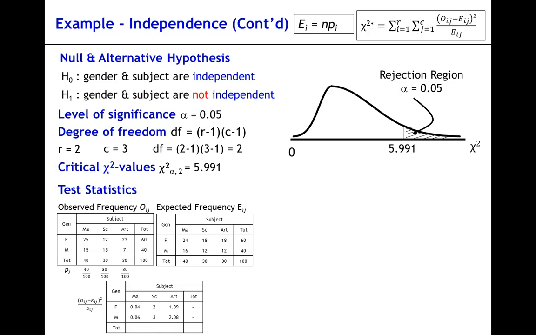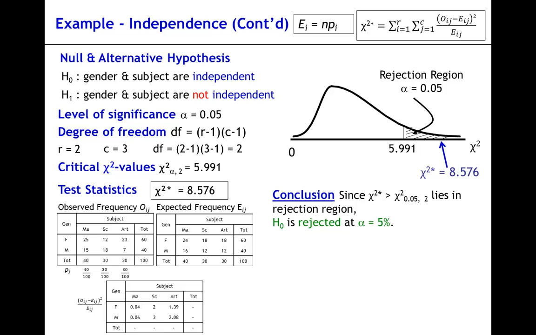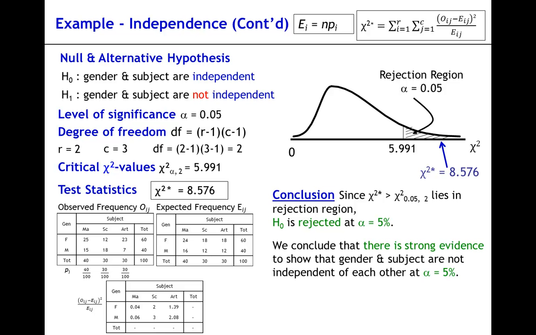So we have found the test statistic chi-square star to be equal to 8.576, which is somewhere around here. Since it lies in the rejection region, H0 is rejected at alpha equal to 0.05. And we conclude that there is strong evidence to show that gender and subject are not independent of each other at the 5% significance level.